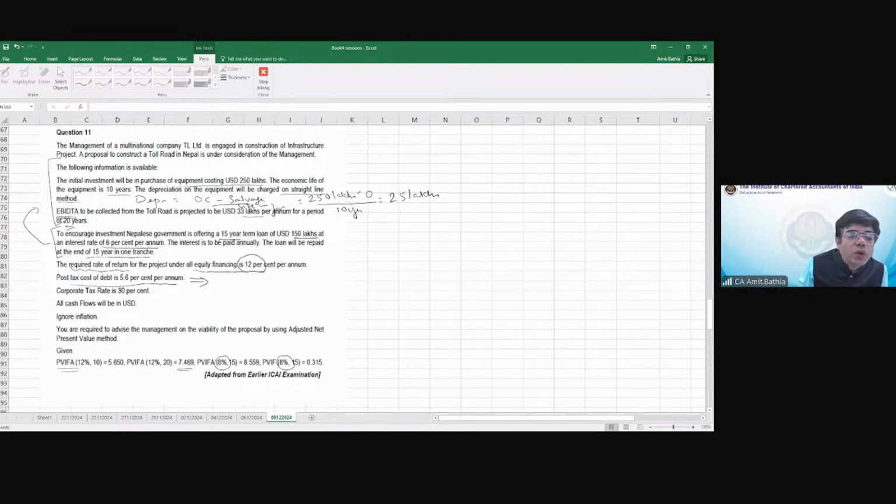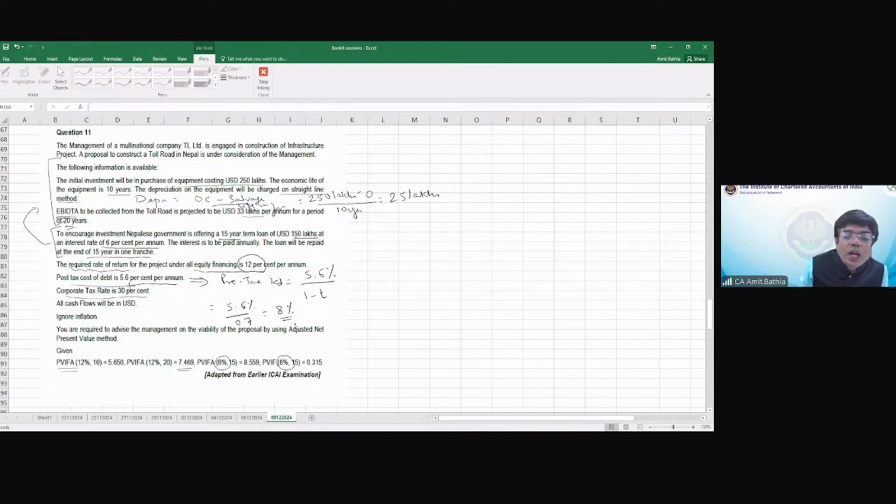Now here you are told, if you will relate this and the next information, corporate tax rate is 30%. So in that case, can you please tell me what will be your pre-tax cost of debt? Yes, pre-tax cost of debt will be how much? 5.6% divided by 1 minus tax rate. Am I right? So that comes to 5.6% divided by 0.7 is equal to 8%.